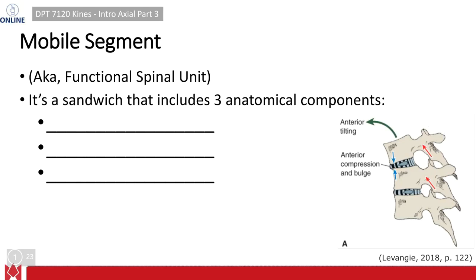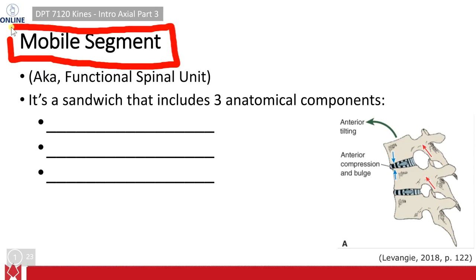All right, so let's talk about the mobile segment, or what's sometimes referred to as the functional spinal unit. With the mobile segment and the spine itself, we're dealing typically with three parts. If you look at this diagram on the right, this could be at the cervical, thoracic, or lumbar segment. Generally, it does not refer to the coccyx segment. Lumbar, thoracic, and cervical are going to be most common, but it's going to include three different components.